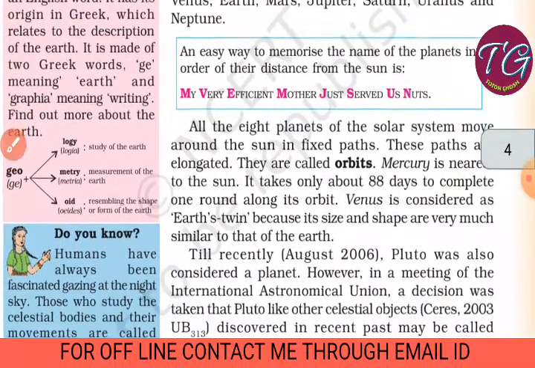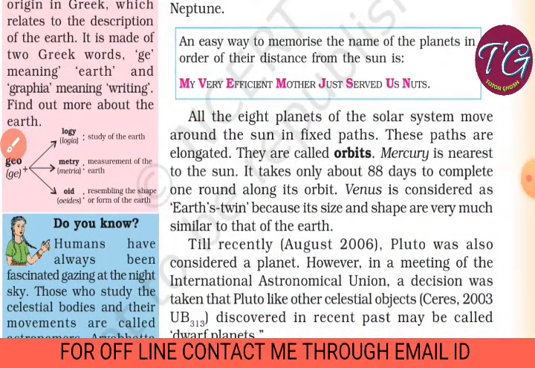Next important topic is: what are orbits? All the 8 planets of the solar system move around the Sun in fixed paths. These paths are elongated. Remember, the word elongated. They are called orbits.